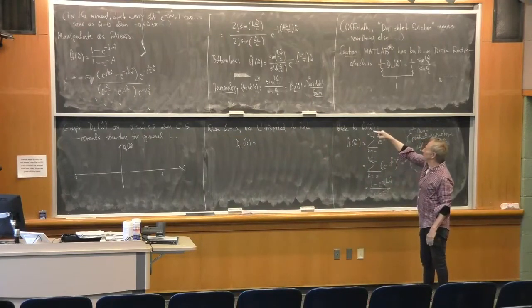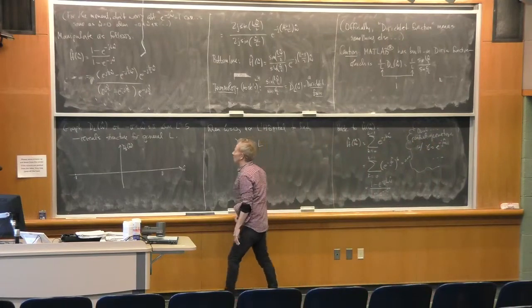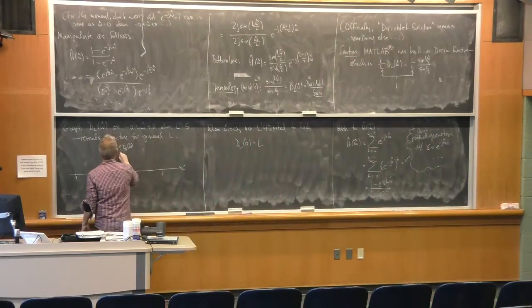If you take the derivative of sine L omega hat over 2 and the derivative of sine omega hat over 2, take that ratio, and evaluate at omega hat equals 0, you get L. All right, so L is the value at omega hat equals 0.